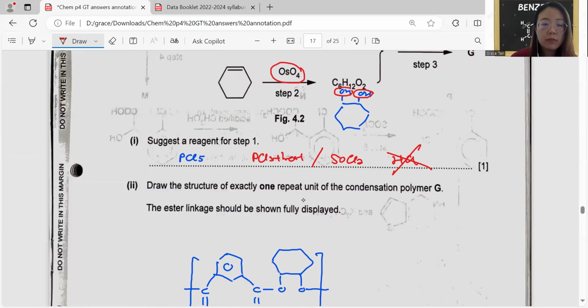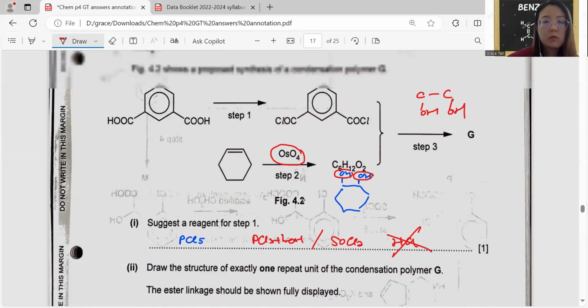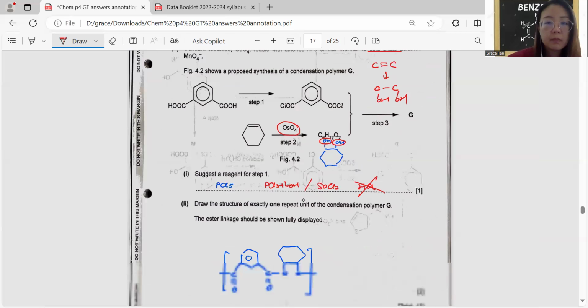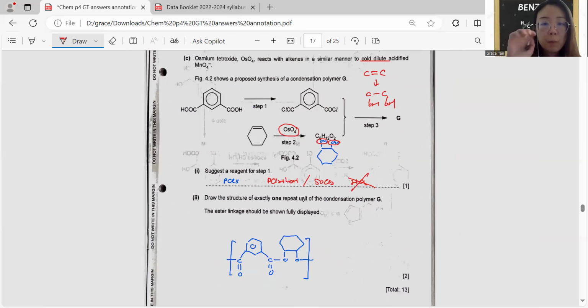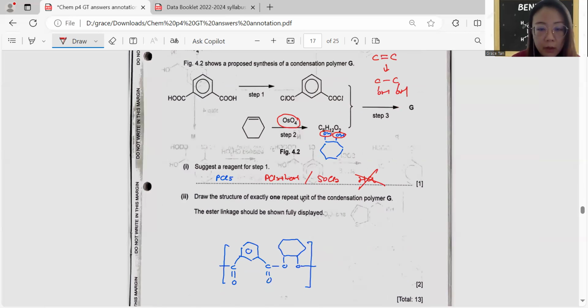Draw the structure of exactly 1 repeat unit of condensation polymer G. Let me zoom out a bit. This is the answer for the 1 repeating unit. The ester linkage must be shown fully displayed. So I did show the bond C double bond O, C single bond O ester. You need to draw your diol out here first, then only you merge it with the diacyl chloride. You may pause the video to write down your answer.